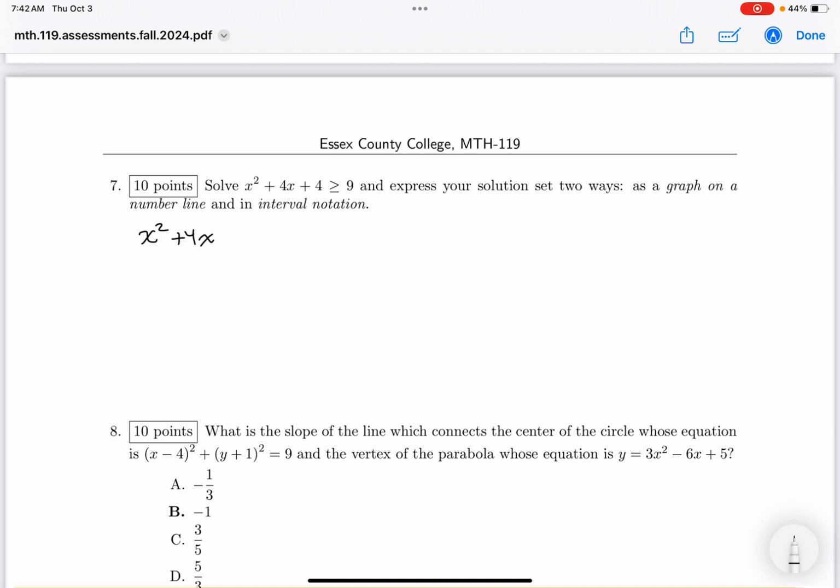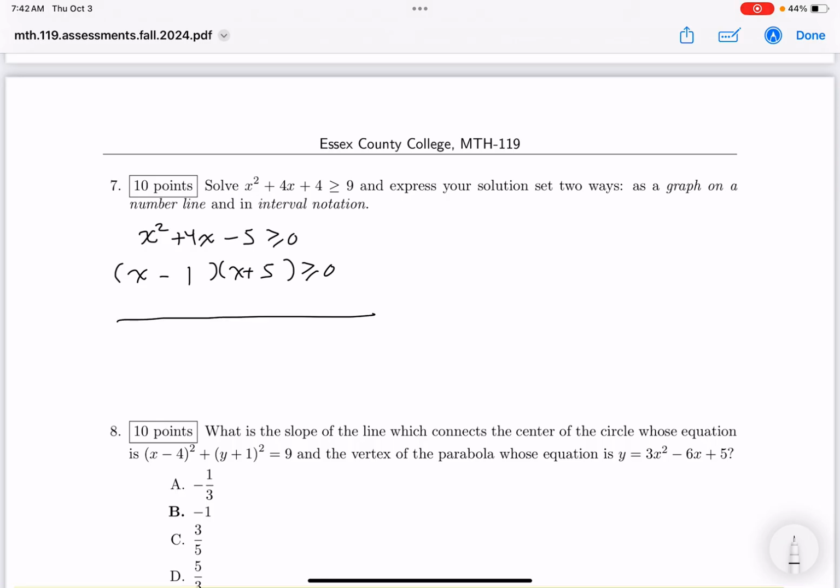I'm going to subtract 9 from both sides, minus 5, greater than or equal to 0. Factor it. Doesn't look like a bad factorization problem. That would be 5 and 1. I'm going to say plus 5, minus 1. And you may want to check that. It does give me x squared. 5 minus 1 is 4x, so I got that. And I do get the minus 5.